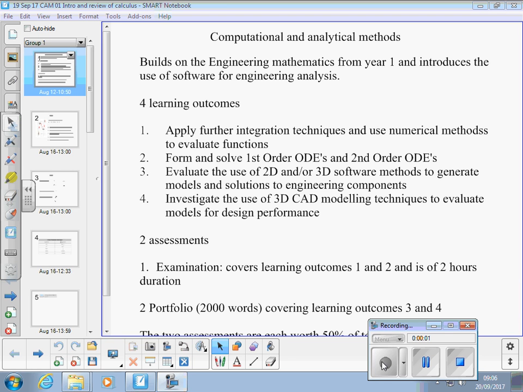Computational analytical methods, done in mathematics last year. This builds on engineering mathematics from year 1 last year, or from analytical methods when you've done your HNC, Ben, yeah? Alright? So there are 4 learning outcomes. Applying further integration techniques and numerical methods to evaluate functions.